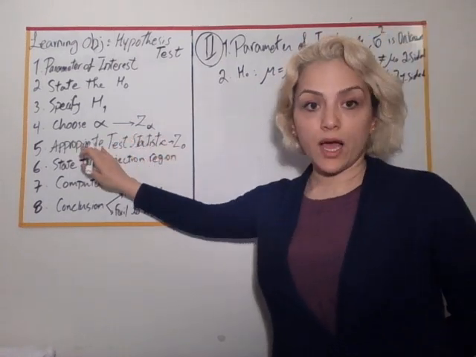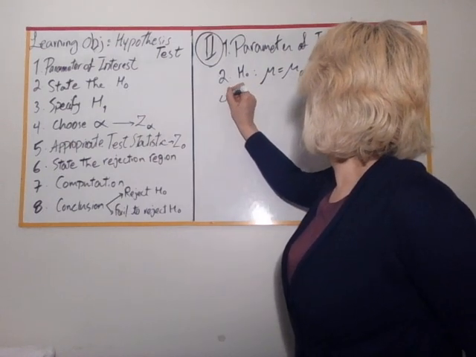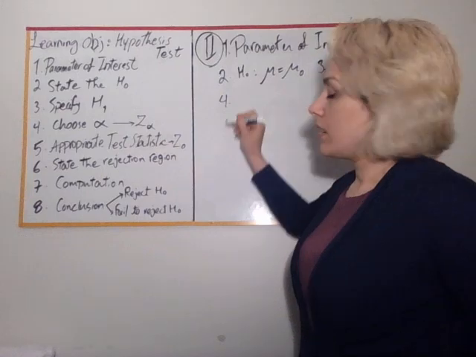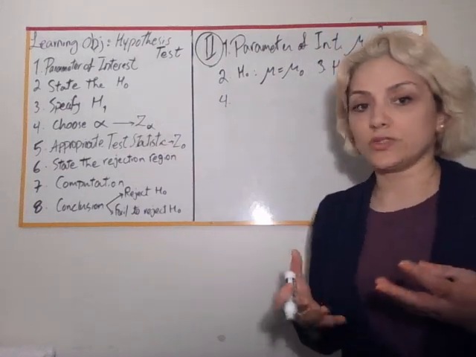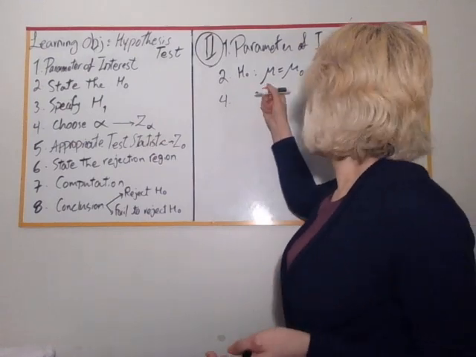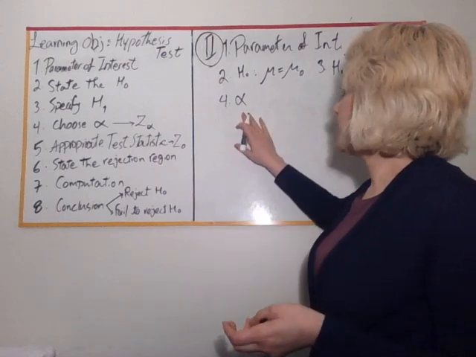Then I'm going to choose my alpha. Based on the different confidence level that you're working with, we can choose different alphas. We would say that alpha is like 5%. So that's the alpha here.